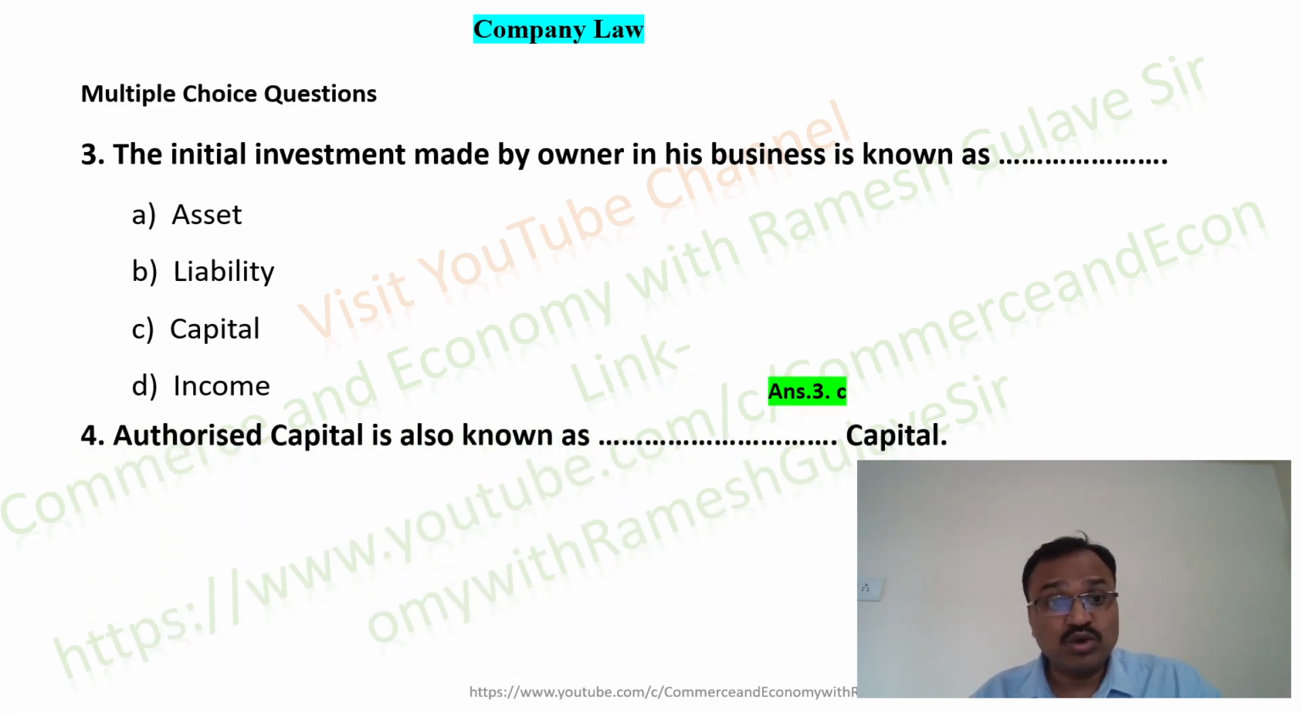Next question says authorized capital is also known as dash capital. So students, here I would like to tell you that authorized capital is the capital with which the company gets registered itself. Okay, this capital is mentioned in the Memorandum of Association of the company. That Memorandum of Association is the fundamental document which is required for the registration of the company, right? So basically authorized capital is also known as registered capital, because with that capital the company gets registered itself.